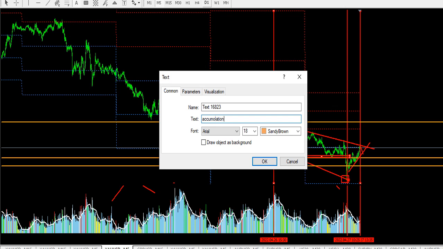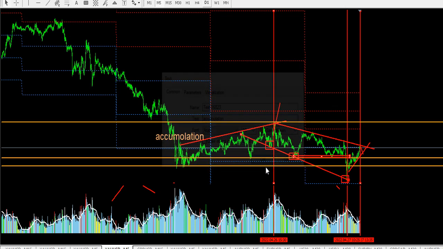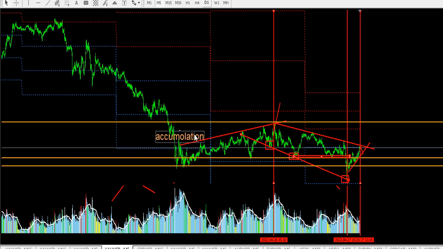Accumulation. I don't know if it's correct or not. Accumulation patterns mean the market drops down and sells climax, and then the market does like this. It is a weak pattern. If you are clear, you can learn the most from the weak pattern.